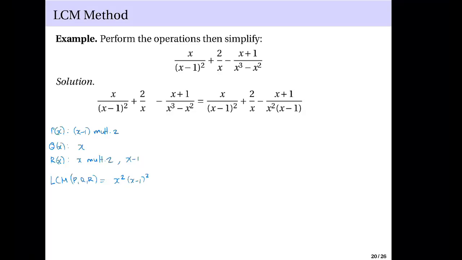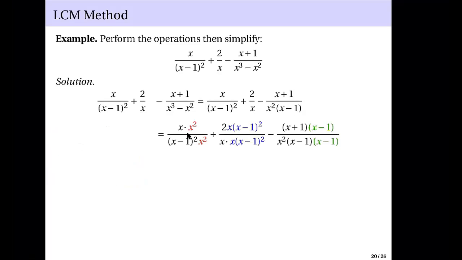So all in all, this is what happened. So let me write again that LCM. So LCM, it's x squared, x minus 1 squared. So in this guy, we are missing x squared. So we put that. In this guy, we are missing x times x minus 1 squared. So we put that. And then for this guy, we are missing x minus 1. So we put that.